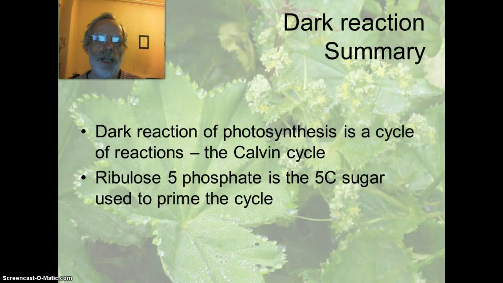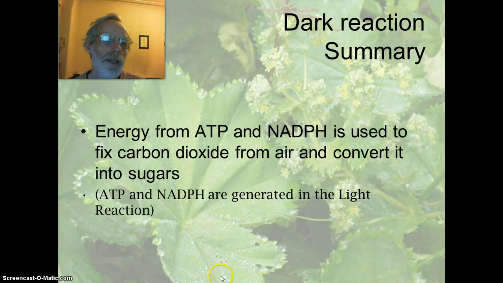So summarizing that dark reaction, it's a cycle of reactions called the Calvin cycle after the biochemist who discovered it, and the cycle is primed by a 5-carbon sugar called ribulose 5-phosphate. Energy from ATP and NADPH is used in the dark reaction to fix carbon dioxide from air and convert it into sugars. These molecules are generated in the light reaction.